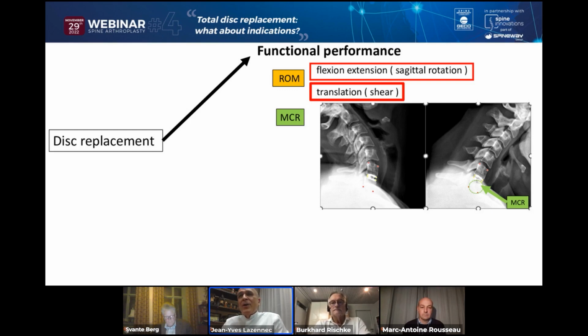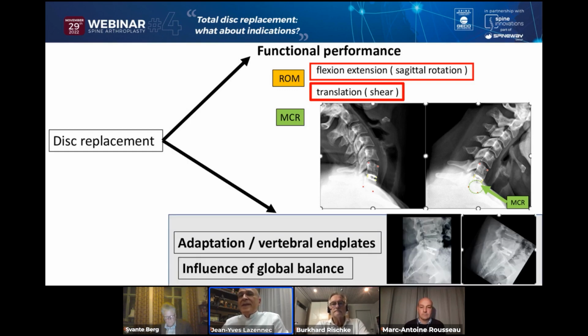But in disc replacement, there is another concept, which is the adaptation regarding the vertebral end plates, and it was one of the previous questions, and the influence of the sagittal balance. And most of the time, we look at limited X-rays, like this example, with flexion extension X-ray. So we are very happy to have a good range of motion. We don't analyze very frequently the mean center of rotation, and we have little experience about the study of the adaptation of the end plate regarding implants.